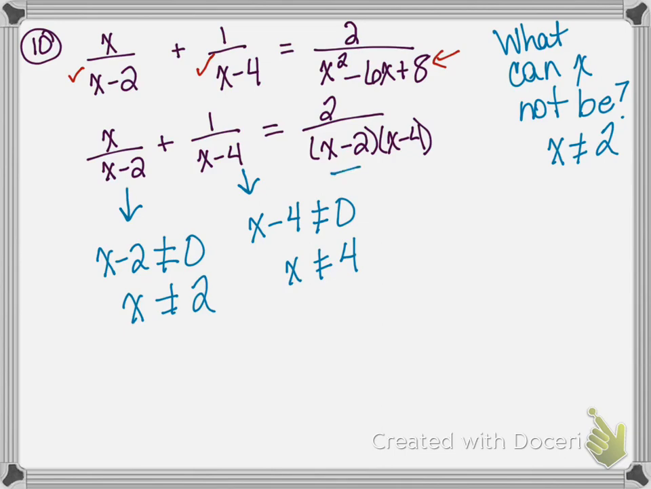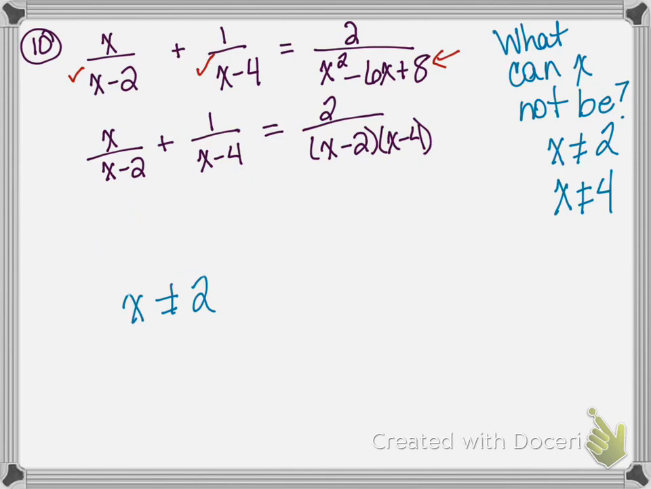Okay, do I need to do these two? Do I need to do x minus 2 and x minus 4? No, why? I've already done it. Good. Okay, so now that we've got the values that x can't be, let's find our LCD.